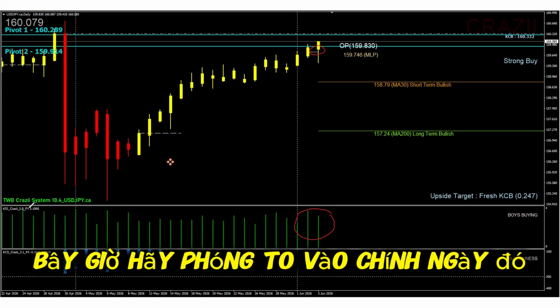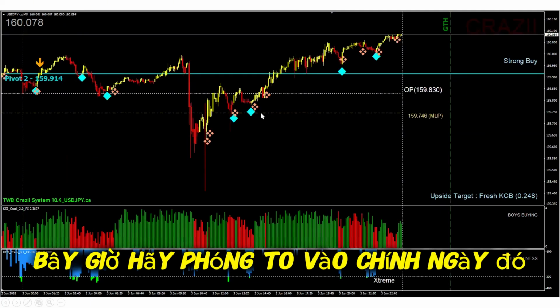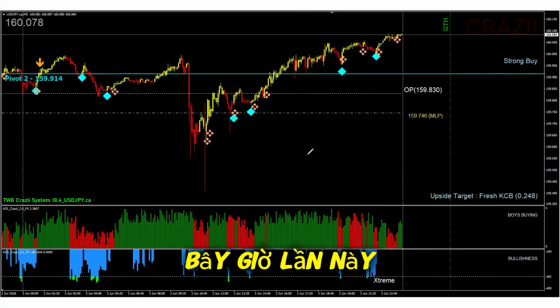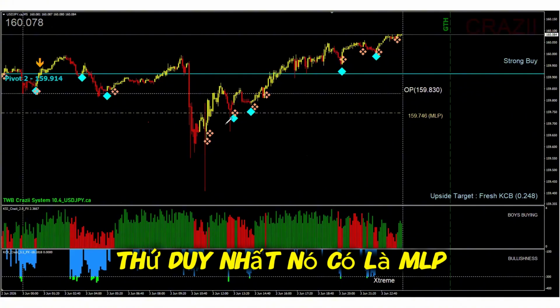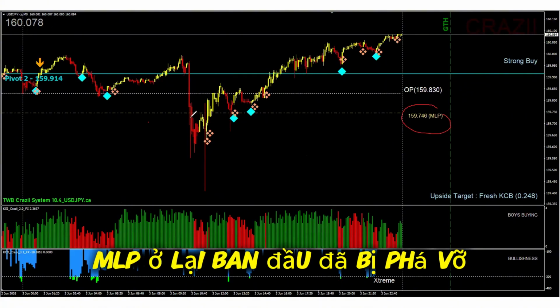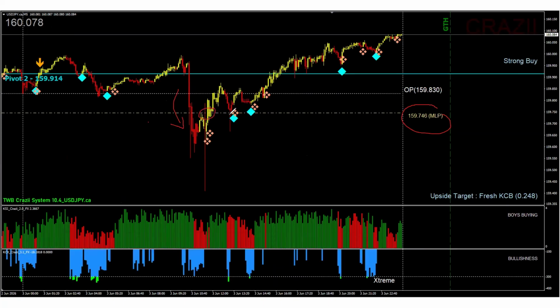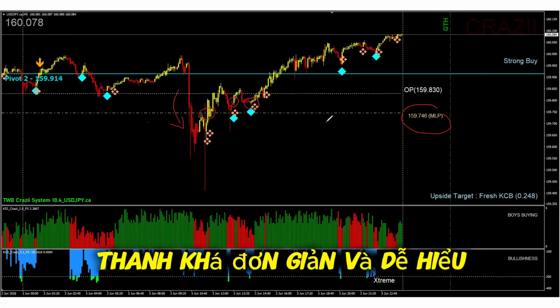Okay, so got an idea now? Let's zoom into the day itself. You can see on this day the market went up. This time around, it did not have any KTR -1, -2, -3, but the only thing it has is the MLP. The MLP state was smashed down initially. Then only when it goes above MLP, it's a yellow candle. Then you notice that the buy is quite simple and straightforward.